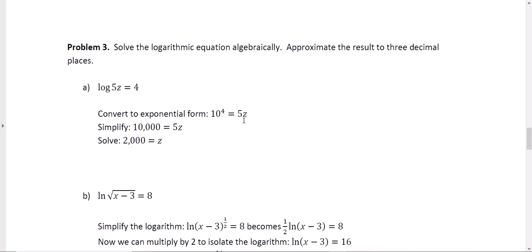Simplify the left side. 10 to the fourth is a 1 followed by 4 zeros, so 10,000 equals 5z. We'll divide both sides by 5 and get z equals 2,000. Do not overthink it. If the variable's inside the log, switch to exponential form. If the variable's inside the exponent, switch to logarithmic form. That's why we study these two together constantly.